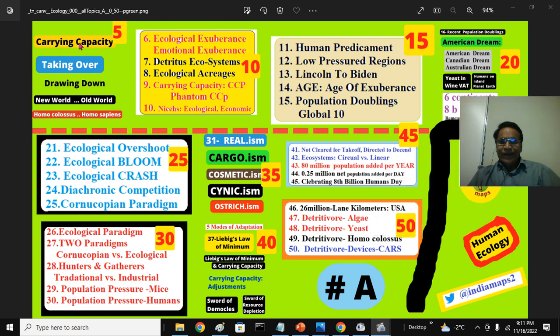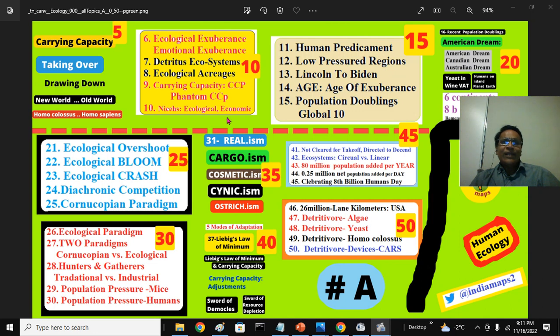concepts. We looked at the carrying capacity, taking over, drawing down, new world, Homo colossus, that is a giant human being compared to Homo sapiens. Ecological exuberance leads to emotional exuberance. Detritus ecosystem. Detritus is essentially decaying dead organic matter. Then some ecological acreages broadly. Now we discussed it a little more deeply. And carrying capacity, phantom carrying capacity.